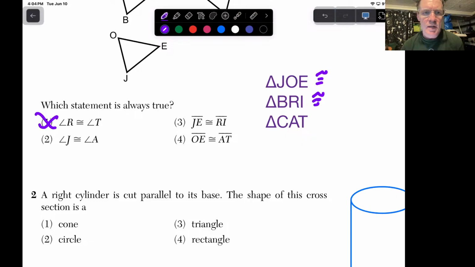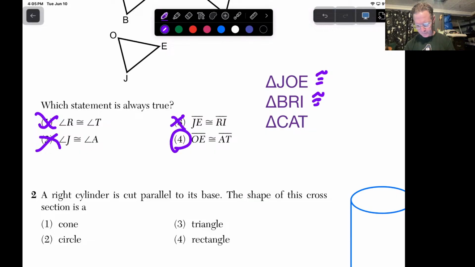J and A, are they congruent? Well, let's take a look. No, J maps to B and C, so J is congruent to those two. So that one's out. All right, JE congruent to RI? JE are the first two. Does that map? No, that maps to BI, not RI. So JE does not map to RI. That doesn't map up either. So that one's out.